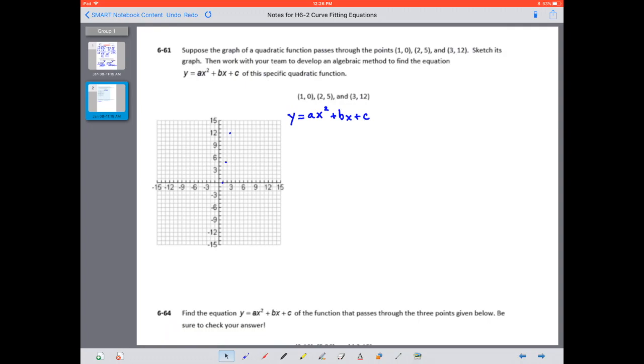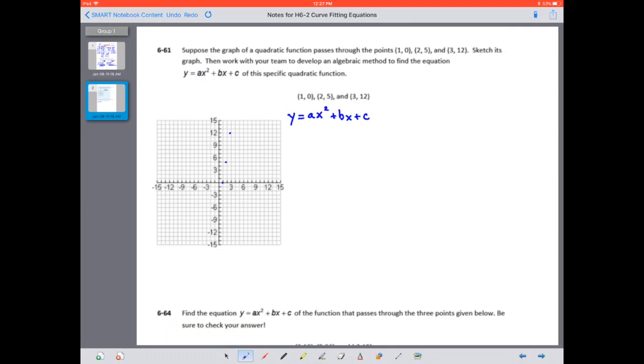This is problem 6-61. It says, suppose the graph of a quadratic function passes through the points 1, 0, 2, 5, and 3, 12. Sketch its graph, then work with your team to develop an algebraic method to find the equation. So we're going to look for the equation here in standard form. That's what we're focused on here with this problem. So it goes through the points 1, 0, 2, 5, and 3, 12. You see I've already plotted those points.